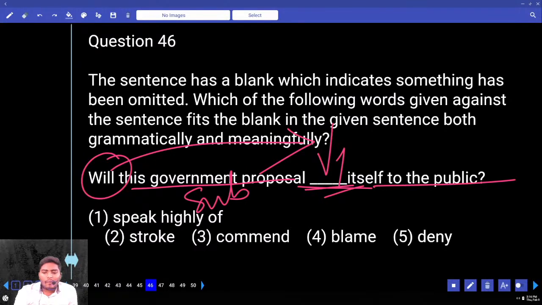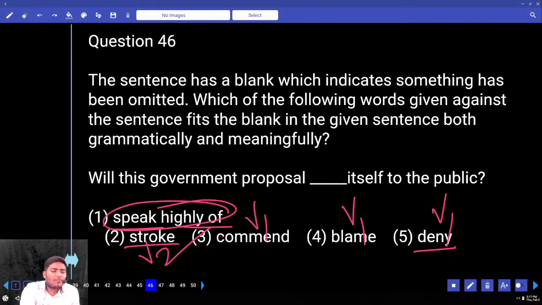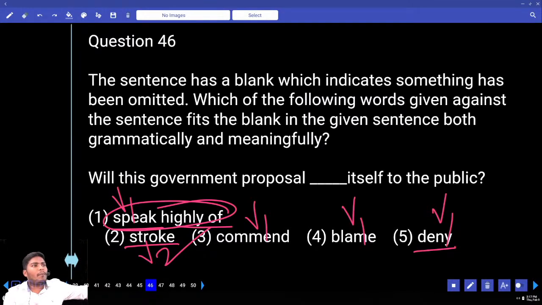Okay. Now how many V1s do we have? Look at this. Deny V1. Blame V1. Commend V1. Strike, stroke, this is V2 or V3. Speak highly of, this is all a phrase. Of course, it is also starting with a V1. Now, are we referring to something which is positive or negative? Does the government want the people to have a positive response or negative response? Positive. So, shall we eliminate all the negative words here?